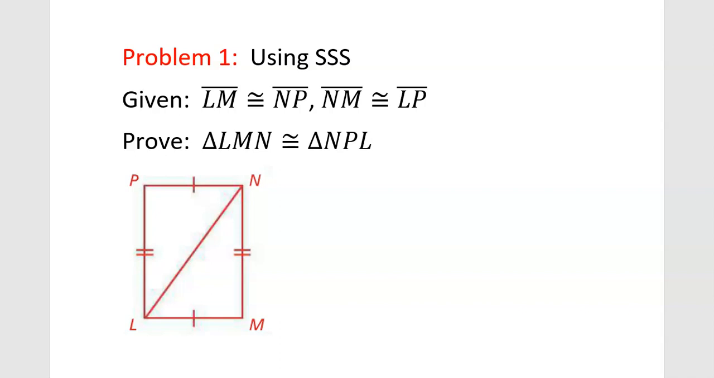They don't take very long, and I feel like of all the proofs that we have done or will do, these are the very easiest ones. And a lot of students do not have trouble with these at all. The letters kind of tell you exactly what you need. It's just looking to see what you can get. So the given is LM congruent to NP, NM congruent to LP, and we're going to prove that the two smaller triangles are congruent.